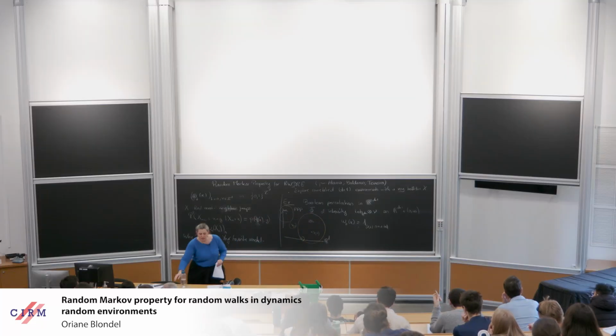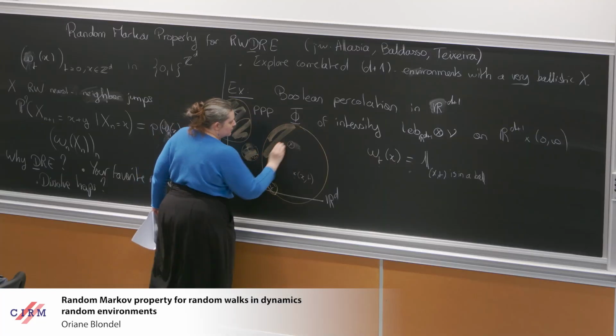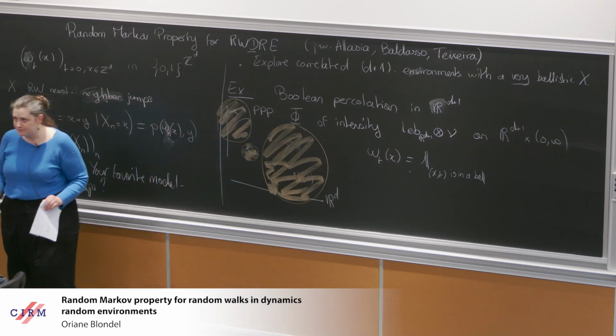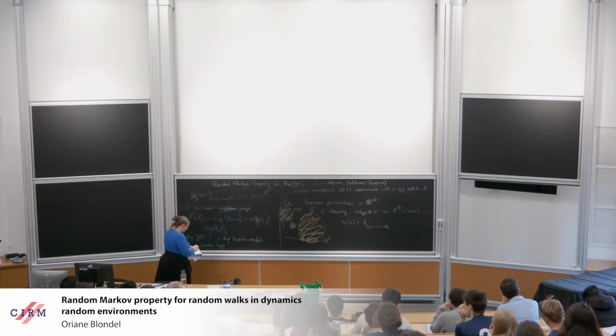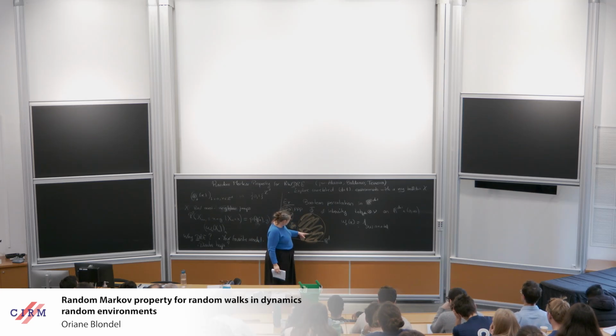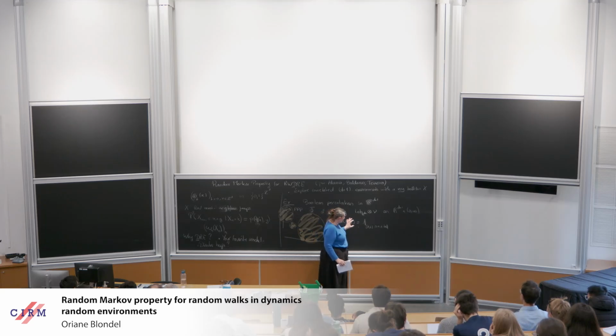So my environment is just 1 everywhere here, and 0 outside. And so I'm saying that this is a correlated environment. It's correlated because once you know that this is in the ball, well, this is also in the ball. If you have 2 points in the same ball, then this information is correlated.